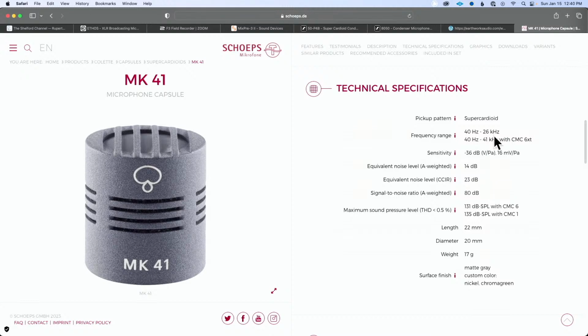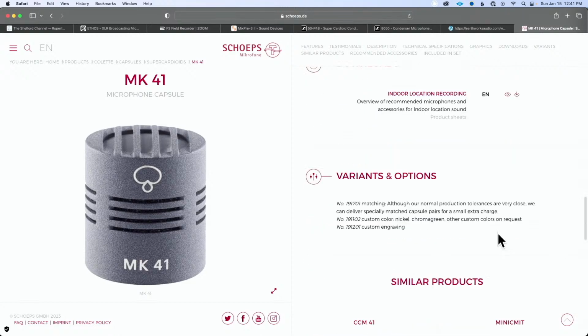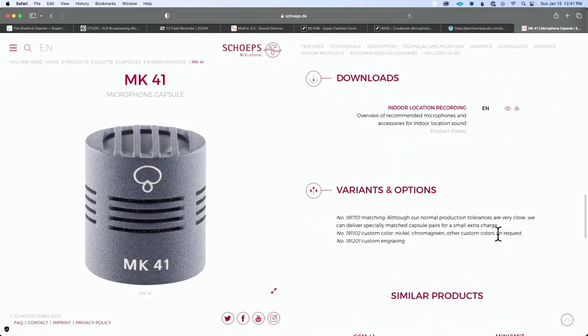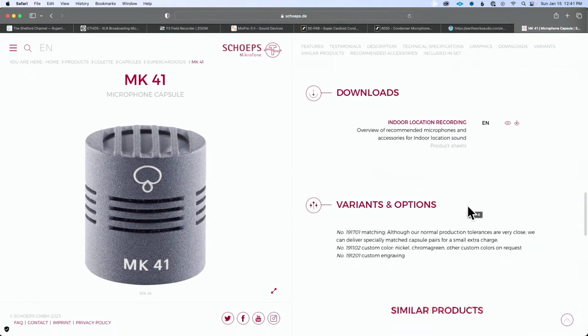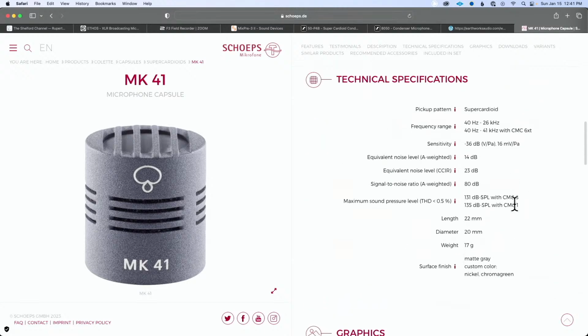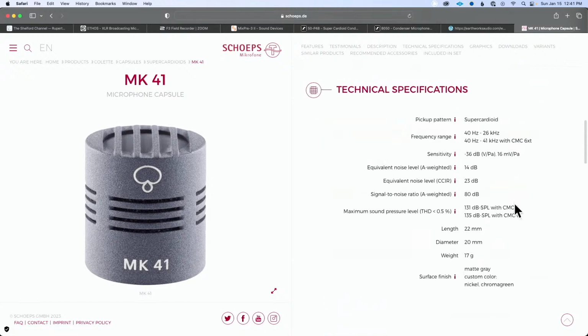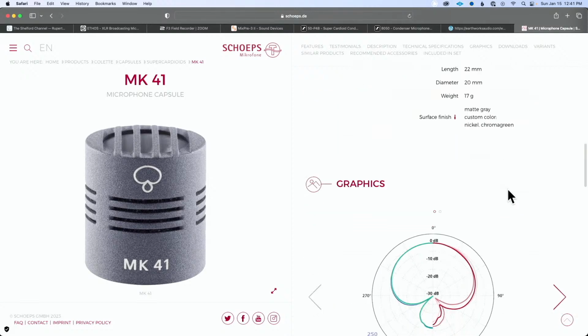Let's see here. Supercardioid gives you the sensitivity and noise level in two different specs. So here's A-weighted and here's the CCIR. A-weighted signal to noise, maximum sound pressure. We'll come to there's the mini CMIT there, but it doesn't give the impedance, which is really interesting. I would have expected, and then they used to have the impedance on the site here.